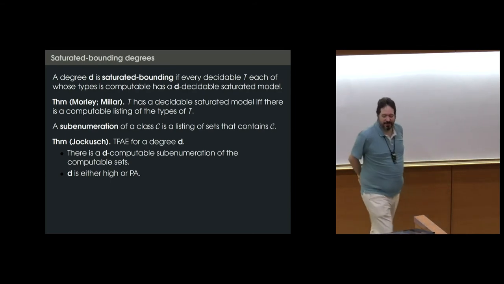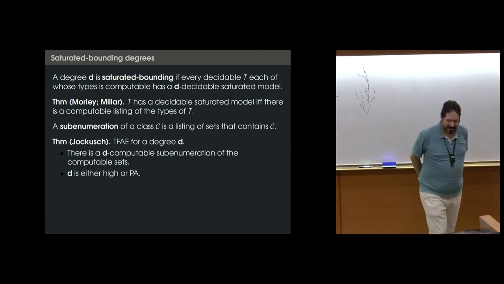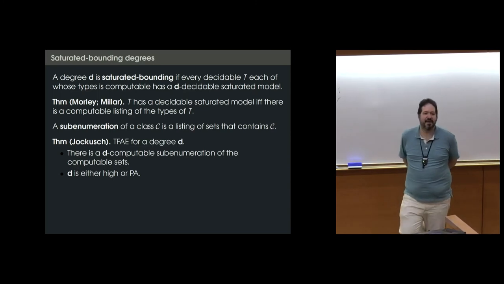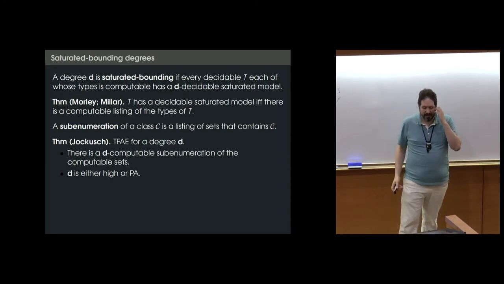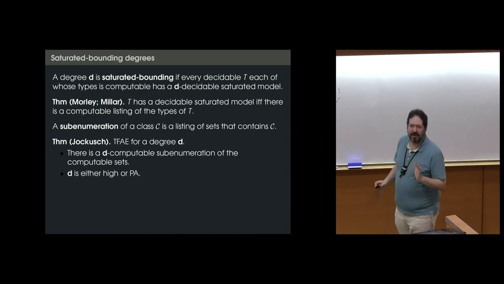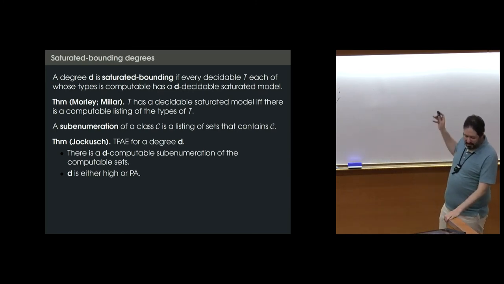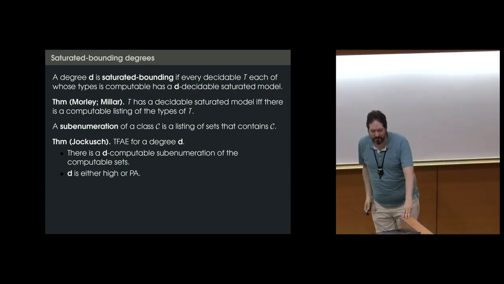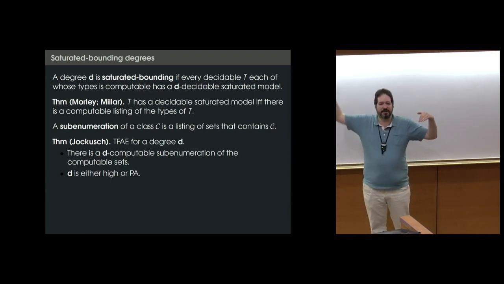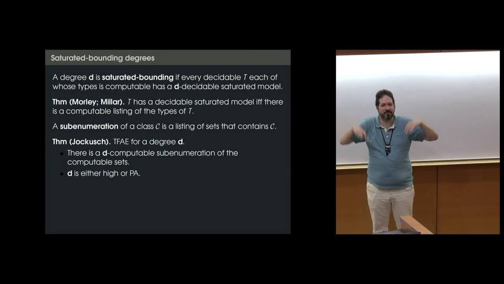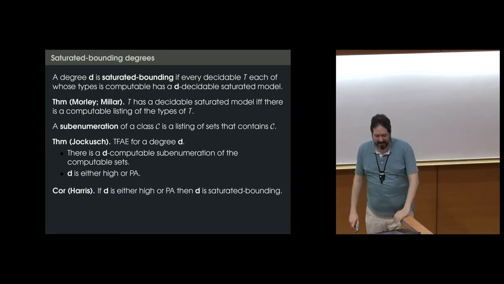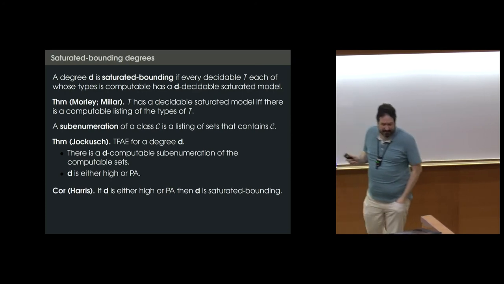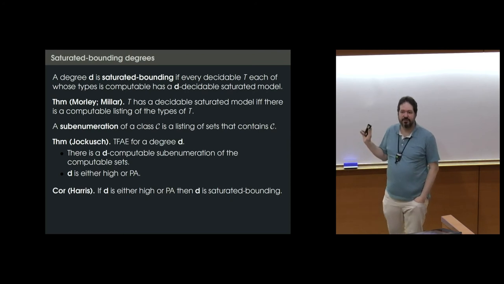And Carl Jockusch has this really cool result that for a degree D, being able to compute a subenumeration of the computable sets is the same as being high or PA. Very cool fact. And now if you play around with it a little bit, it's not all that difficult to see that you can pass from being able to subenumerate the computable sets to being able to computably list the types of a model of the sort that we're talking about, where all the types are computable. And in fact, this was observed by Ken Harris in his dissertation. And therefore, the consequence is that if D is either high or PA, then D is saturated bounding. So in that direction, it works.